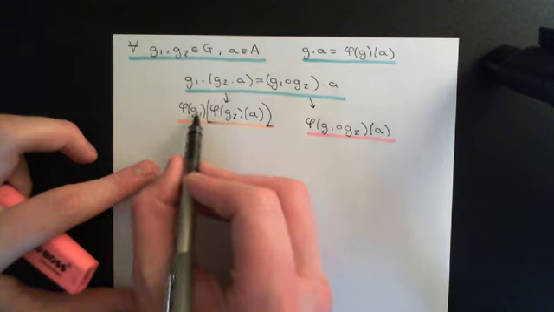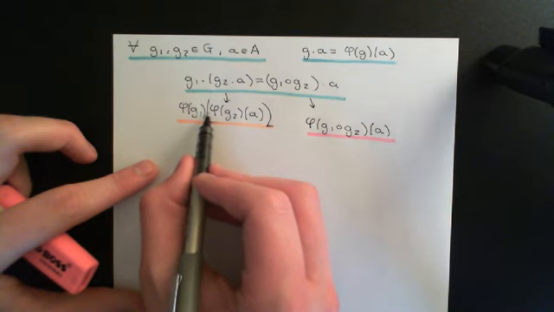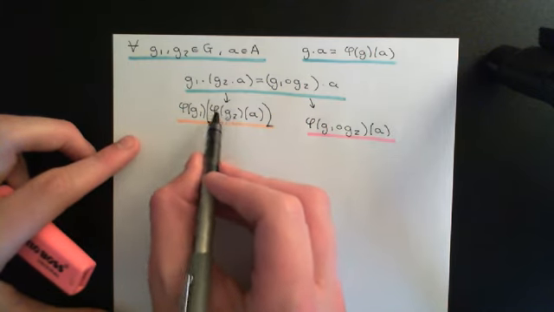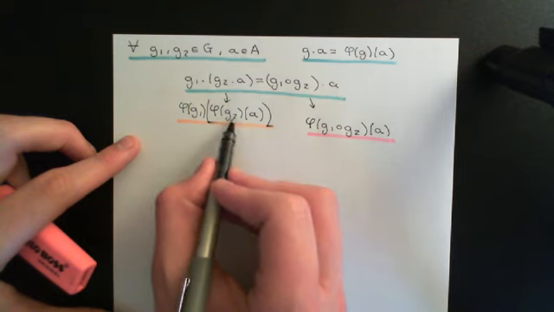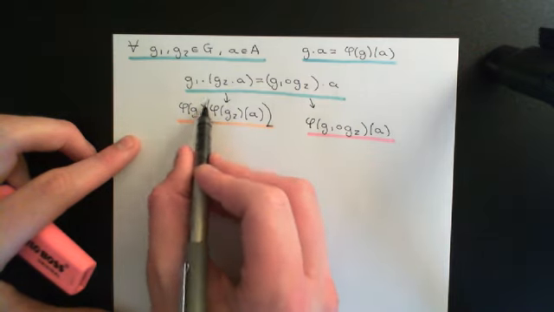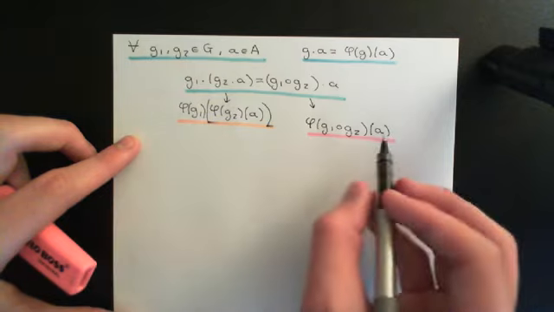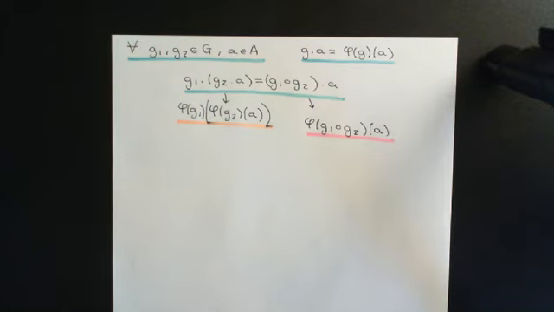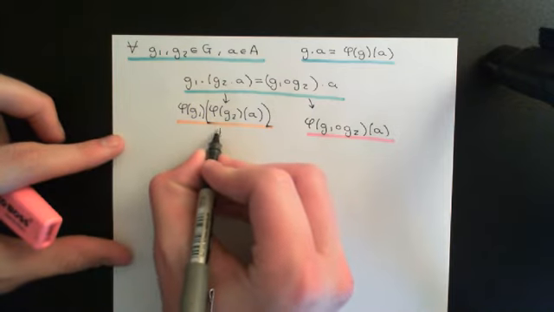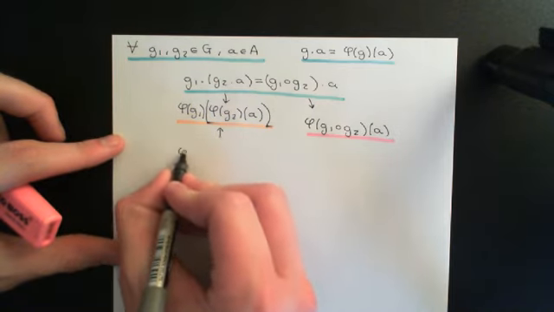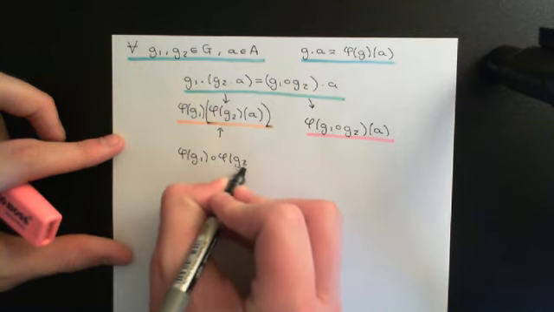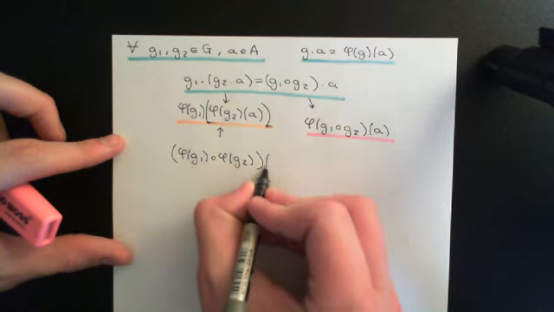On this side we are composing the set permutation associated with g1 and the set permutation associated with g2. So we're firstly doing the set permutation associated with g2 and then the set permutation associated with g1. But this is exactly equal to this because phi is a homomorphism. If you like, you could rewrite this as phi of g1 composed with phi of g2, in brackets like that, of a.